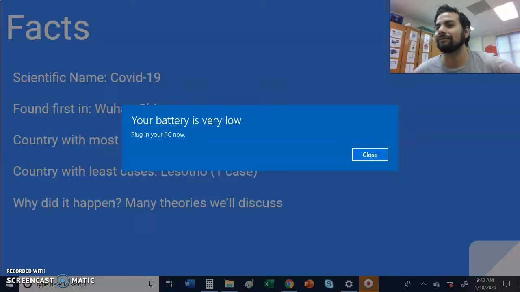And why did this whole coronavirus happen? Well, there are a lot of theories out there. We are going to discuss the most relevant ones, the ones that actually have some scientific theory behind them, rather than the ones that are very false and that newscasters are just trying to present so that you watch their news. So we'll talk about all that this week.